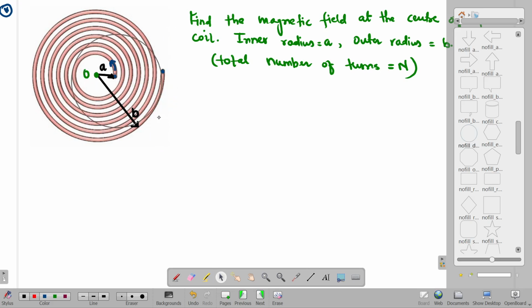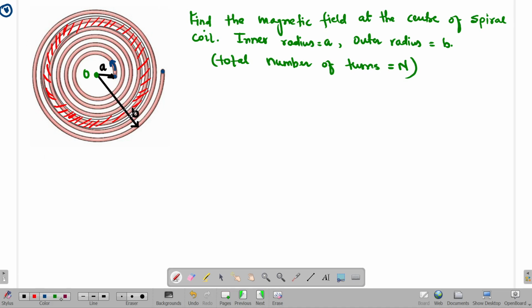We'll consider that this is made up of some kind of rings. And we are considering such a ring only. Look over here, I have some ring over here, which I am shading. In this ring some turns are there, but we'll find the magnetic field at the center due to this ring of some thickness, and then we can do the calculation easily. So we have this ring over here, which has some thickness dx.